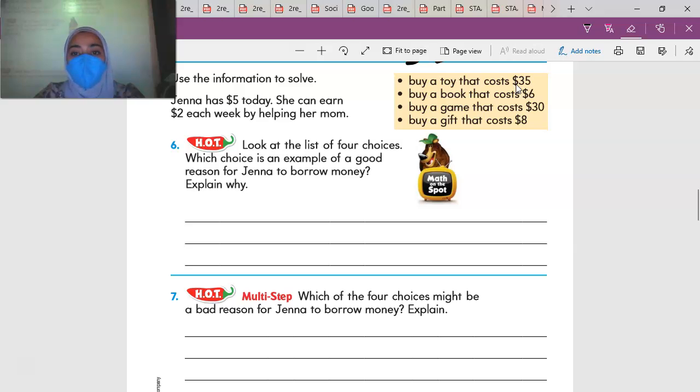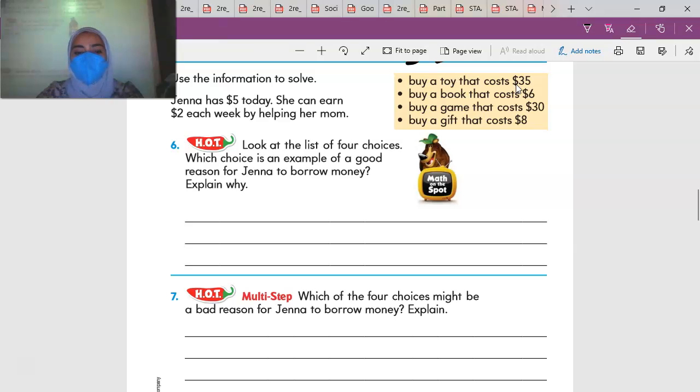Now, why the toy? Because it costs the most. And again, as I said, you always want to think about how you're going to pay it back. If you borrow money, you need to start thinking about how you're going to pay it back before you borrow it. You can't borrow a lot of money and know it's going to take so long for you to pay it back, right? So the toy costs the most.